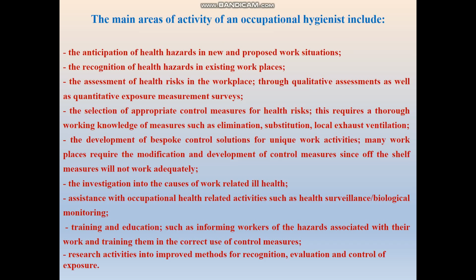The main areas of activity of an occupational hygienist include the anticipation of health hazards in a new and proposed work situation, the recognition of health hazards in existing workplaces, the assessment of health risk in the workplace through qualitative assessment as well as quantitative exposure measurement surveys, and the selection of appropriate control measures for health risk. This requires a thorough working knowledge of measures such as elimination, substitution, local exhaust ventilation, and the development of bespoke control solutions for inadequate work activity.